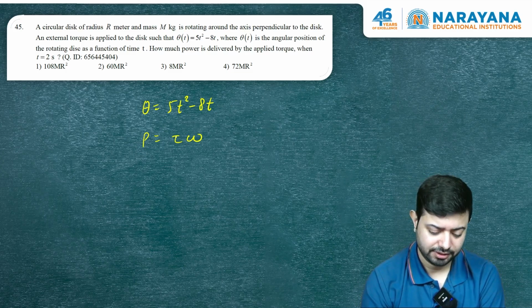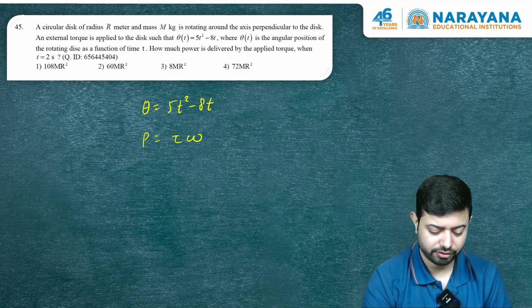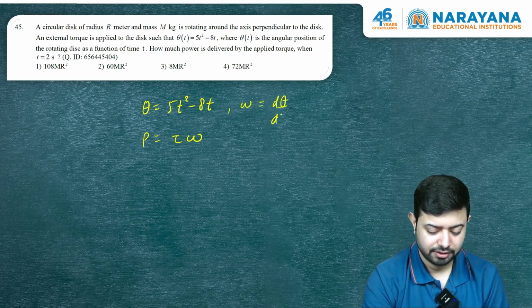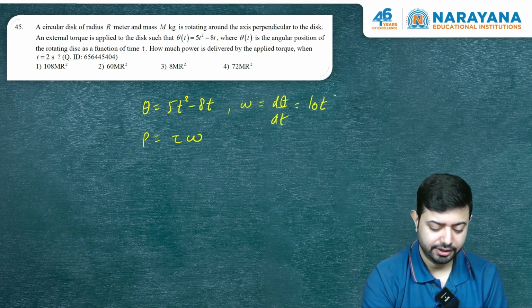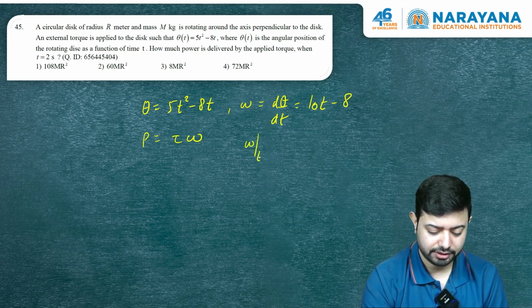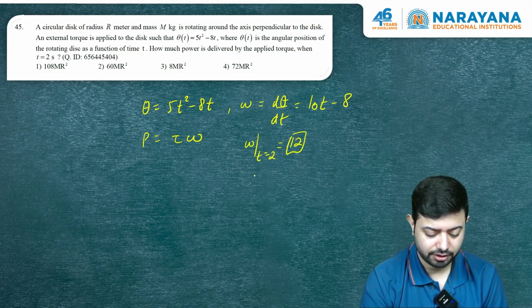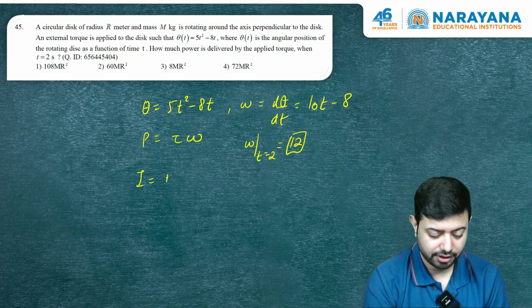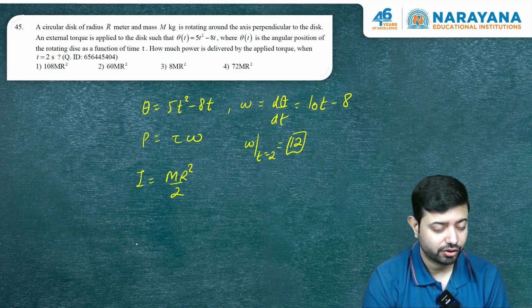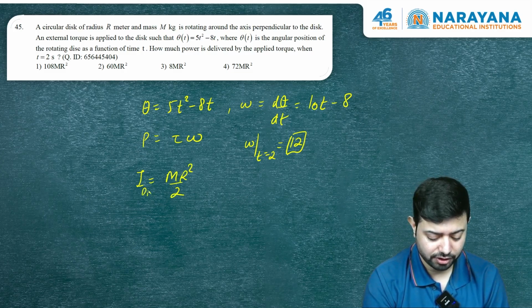And then what to do? Torque you have to find. What is omega? d theta by dt. It will be 10t minus 8. So, how much is omega at t equal to 2? 20 minus 8 is 12. What about the torque? Torque is I into alpha. For that, what is I? M r square by 2 for the disc.